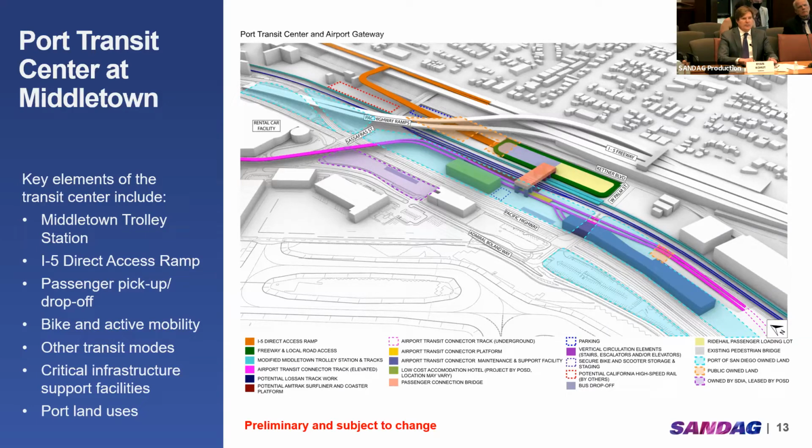Direct access ramps from Interstate 5 would allow vehicles and buses to quickly enter and leave this transit center from both north and southbound Interstate 5. Also, the site is ideal for critical infrastructure such as a maintenance facility for the connector vehicles. This site provides options and choices for how people who are either coming in on transit from the north, coming in off the trolley, or who want to access the airport by being dropped off from Interstate 5 can get quickly to the airport terminals.